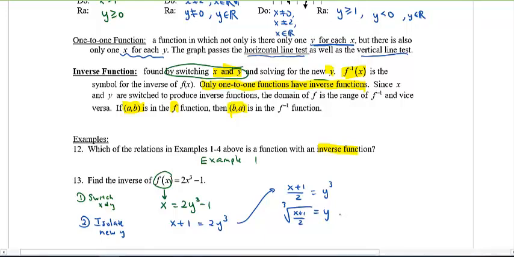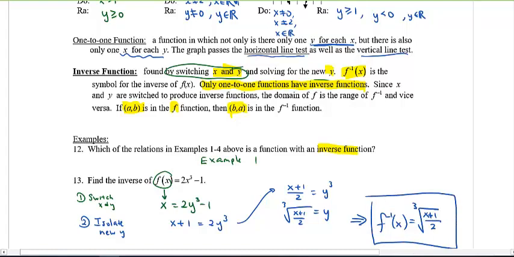Now notice, because this is the inverse and it is a function, I know because a cubic passes the vertical line test, and if I do that, I think this one also passes the horizontal line test. You can graph it out to double check. I can use this notation now. I can use the function notation. F inverse of x equals the cube root of (x plus 1) all over 2. Done.